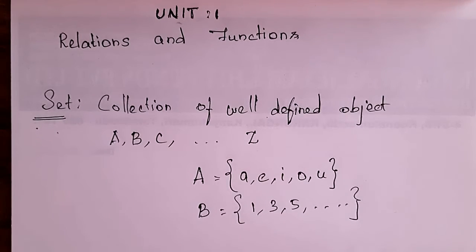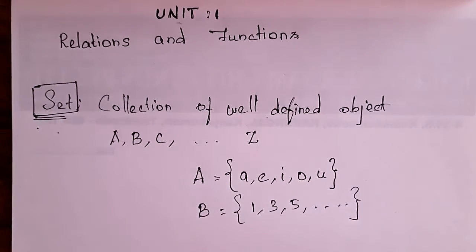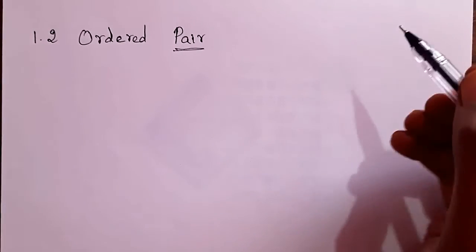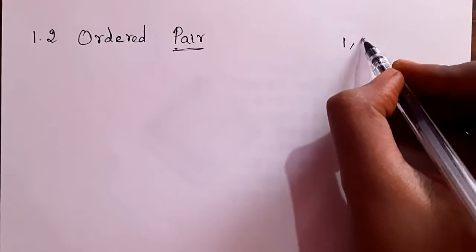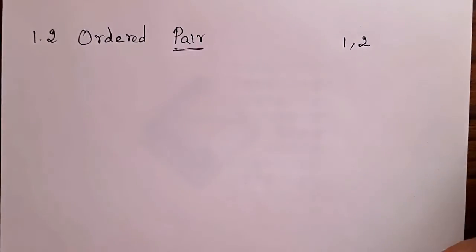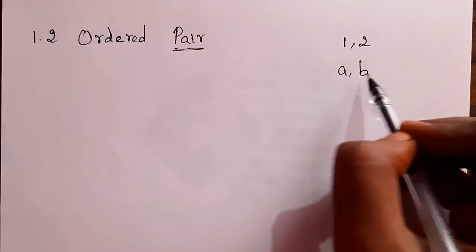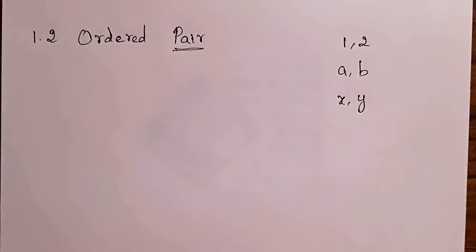Using sets, we are going to define relations and functions. 1.2 Ordered pair. What is the meaning of pair? Pair means 2, am I right? So 1 comma 2 is a pair. Then a comma b, I have written two things, that is a pair. Then x comma y. These are pairs, am I right?